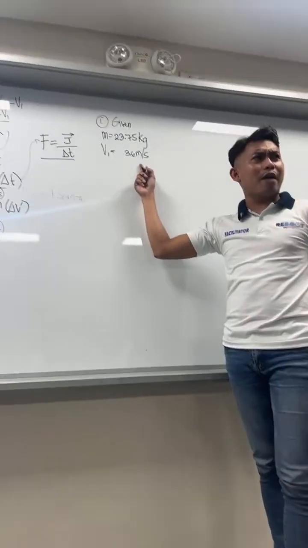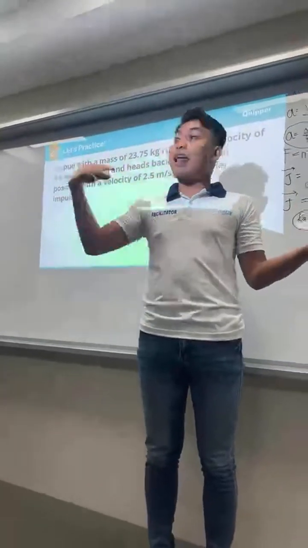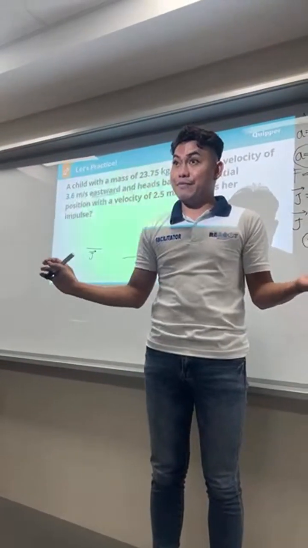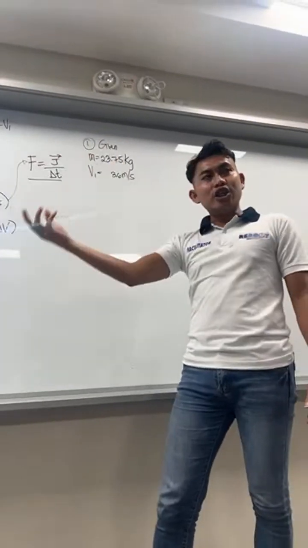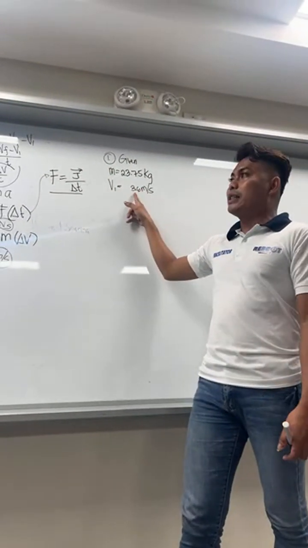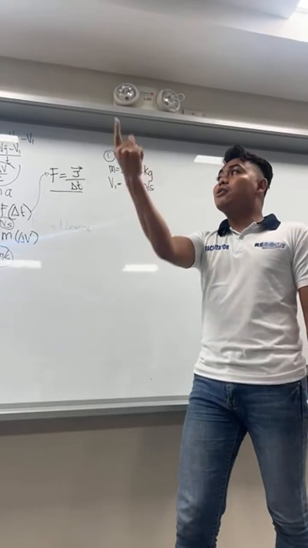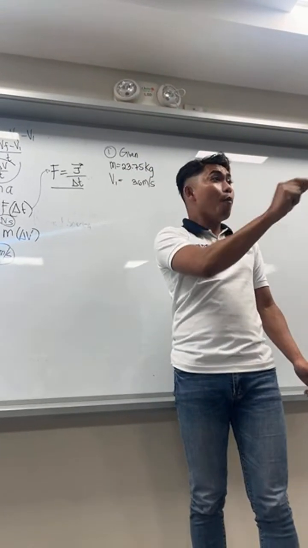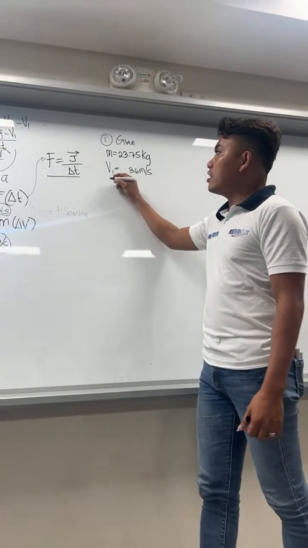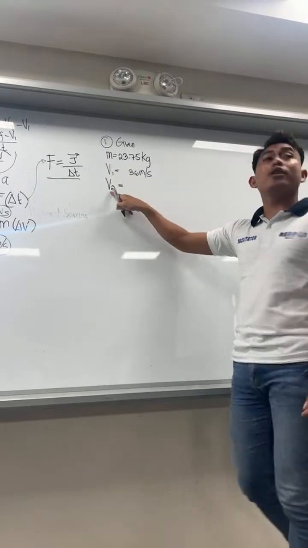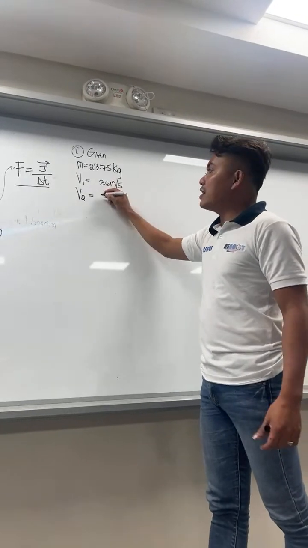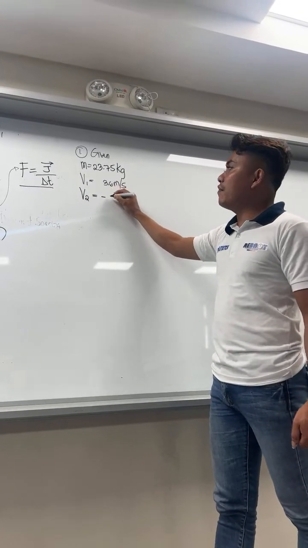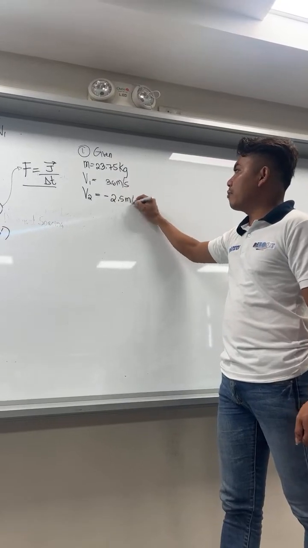Sir, ano po ang positive? Eastward. Pag west, negative. Pag left, negative. Pag down, negative. Okay, so it was stated, the initial velocity is 3.6 meter per second. Then, heads back to our initial position, babalik siya. So, opposite direction, right? That is your final velocity, which is V2, and the sign is negative, 2.5 meter per second.